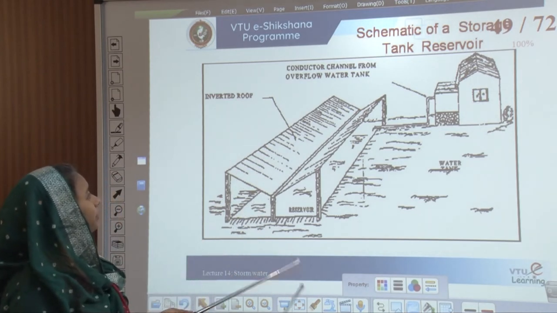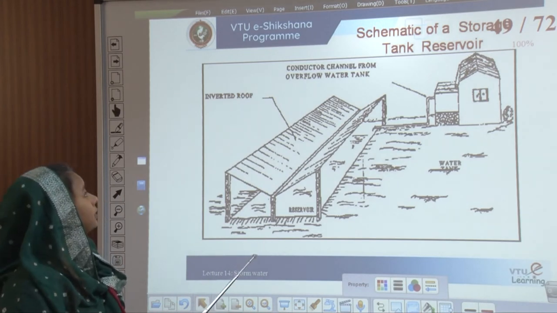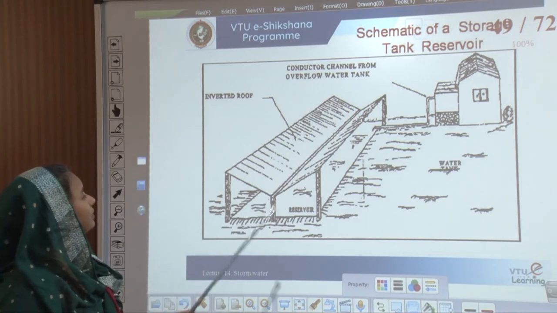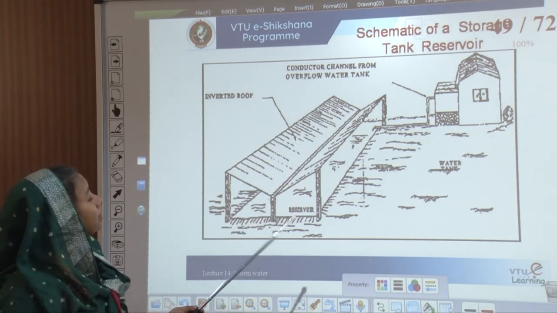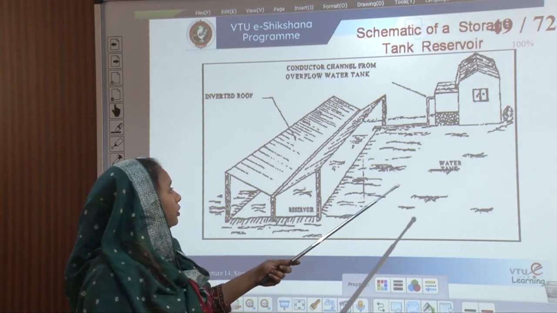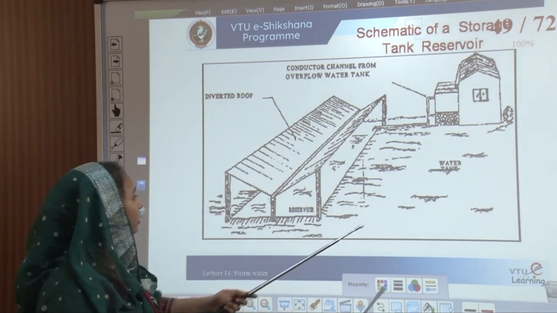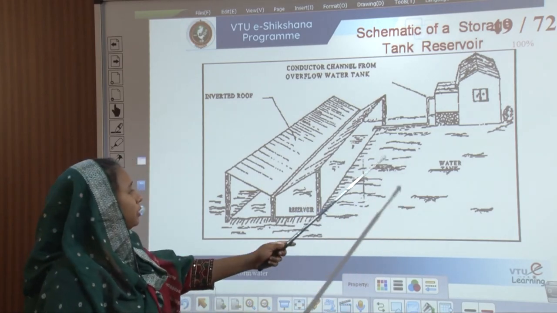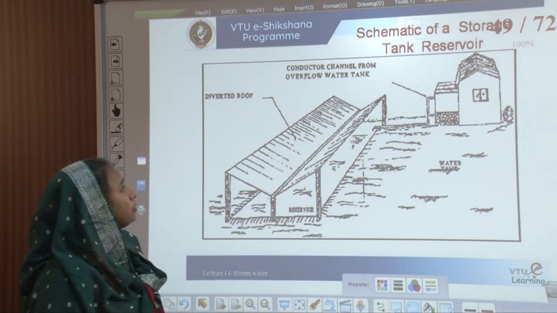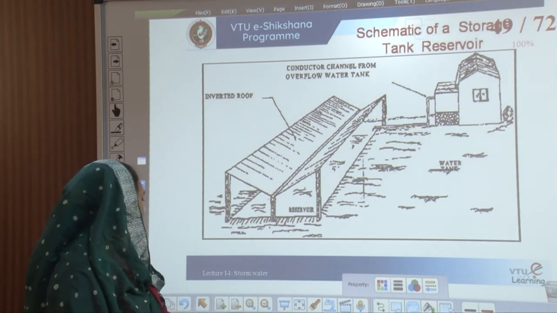There are various other places in which we can see how this water can be served. So this is a tank reservoir with an inverted roof. This is basically conducive for a water tank which is going to have an overflow. So the water tank after an overflow actually enters into the reservoir there, this water space, you see the water body there, and this is a reservoir. So this inverted roof is also a place where we can start harvesting all the water.